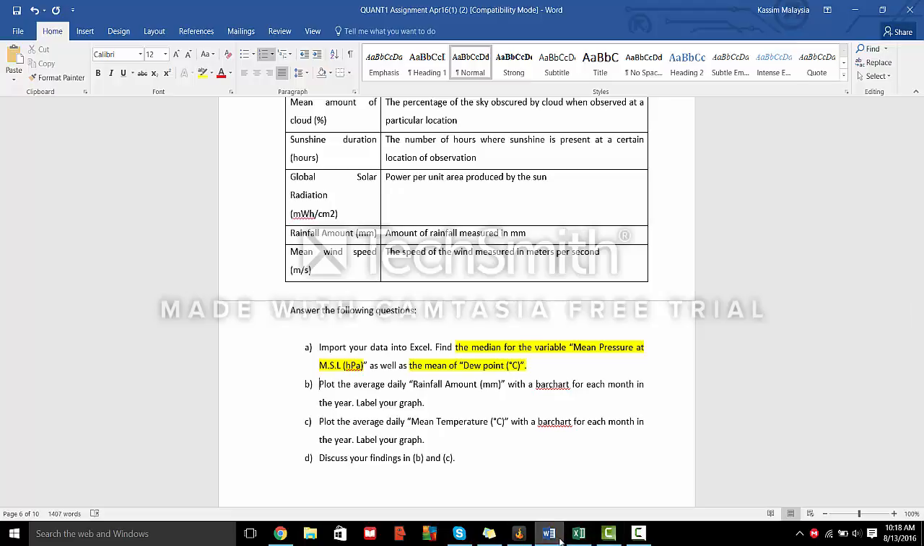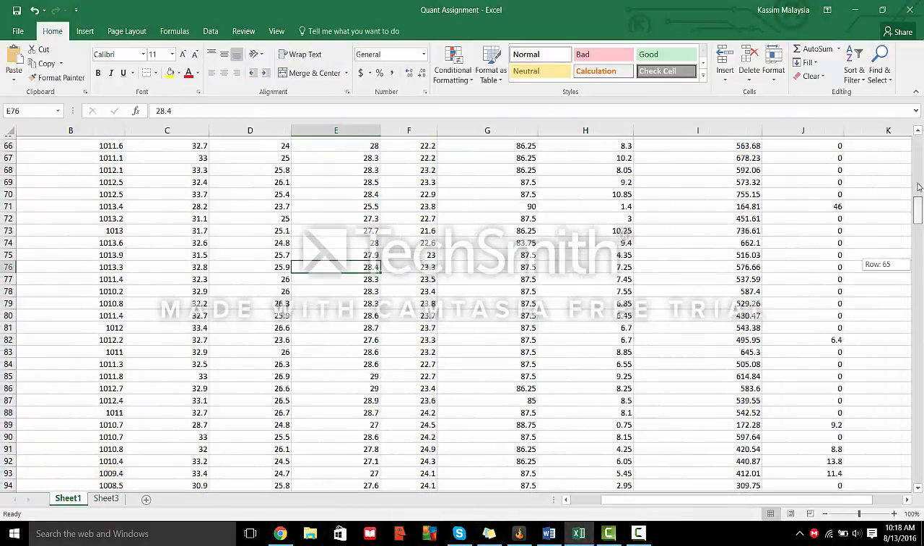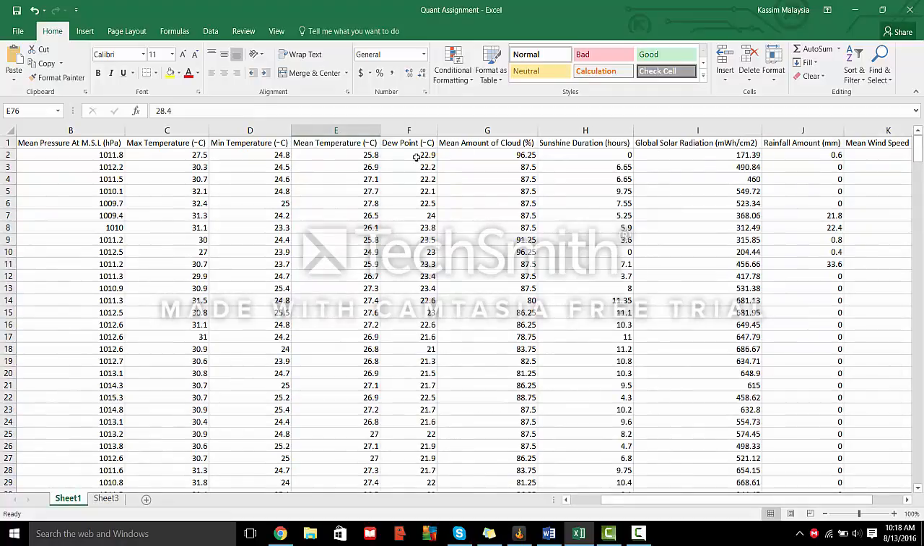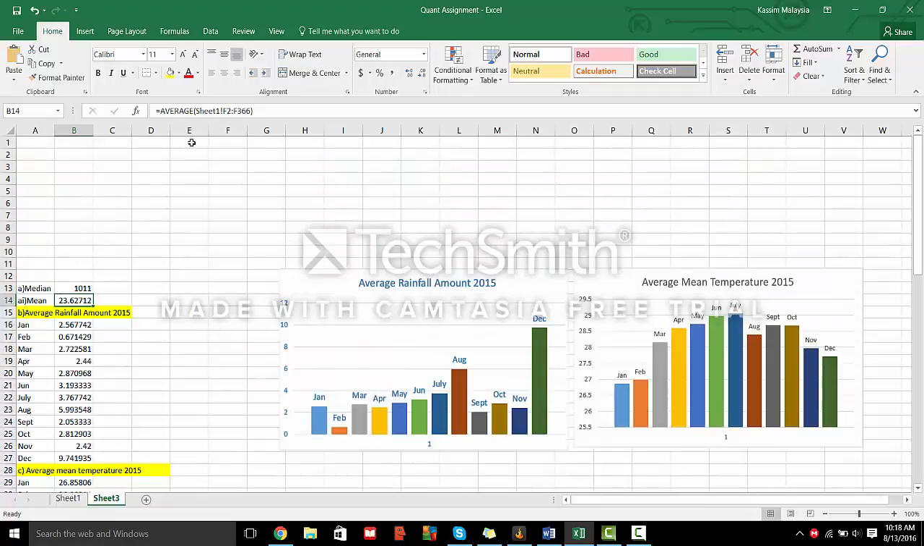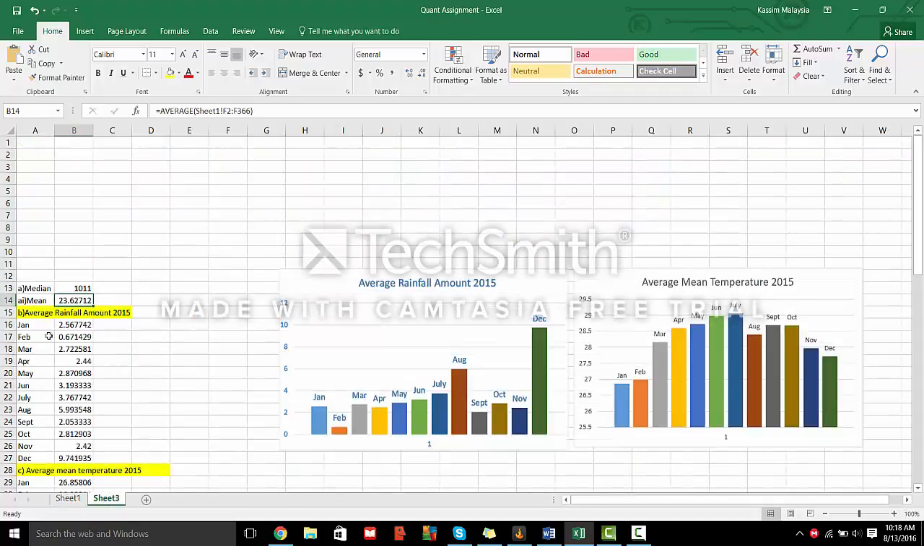Then the second part is to find the mean of the dew point. So you go to the dew point and do the same thing, but instead of equals median, it's equals average, as they want to find the mean. You just Control Shift down and select everything, and you'll get an answer of 23.62712.